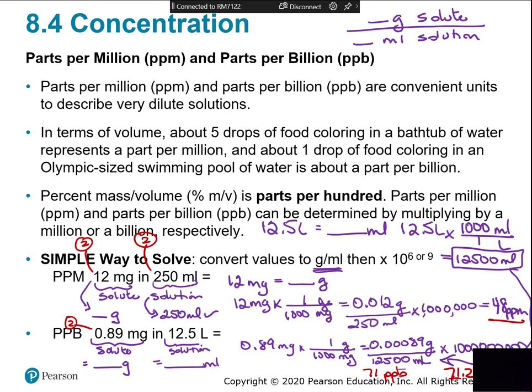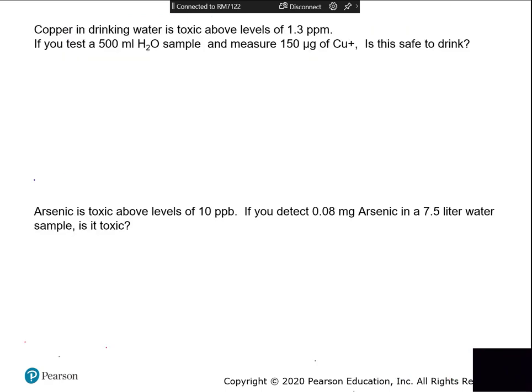But normally you don't just calculate parts per billion to calculate parts per billion or parts per million. Instead, you calculate parts per billion and then you compare it to a standard, because parts per million and parts per billion is really a way of calculating safe or toxic levels of very, very small amounts of solute. For example, copper in drinking water is toxic if it's above 1.3 parts per million. So your drinking water that goes through the water treatment plant is actually tested routinely for many very small amounts of solutes, to make sure that people are not being poisoned because of their drinking water.